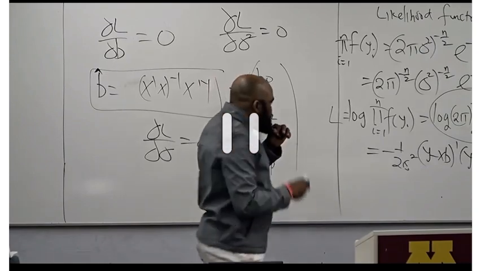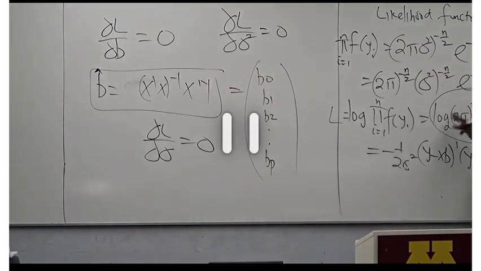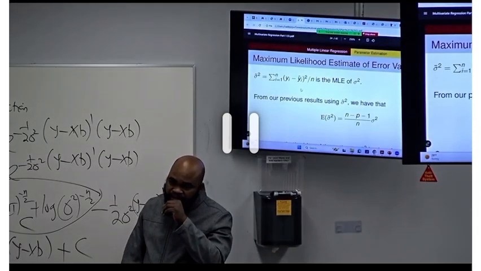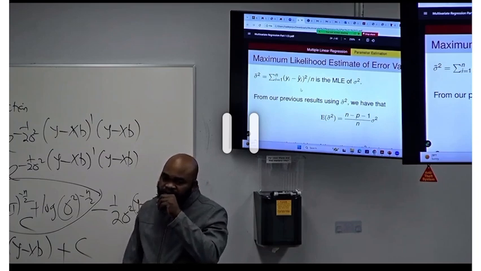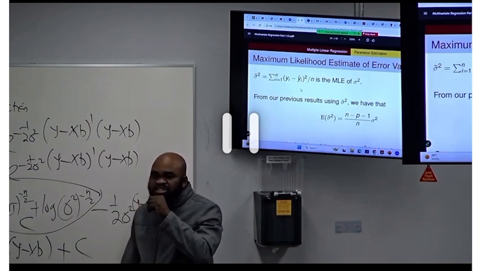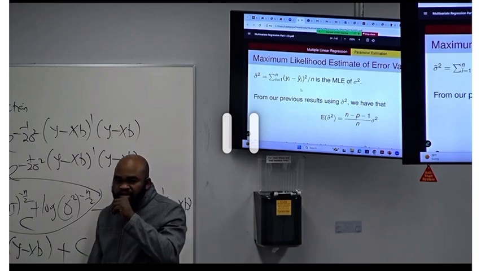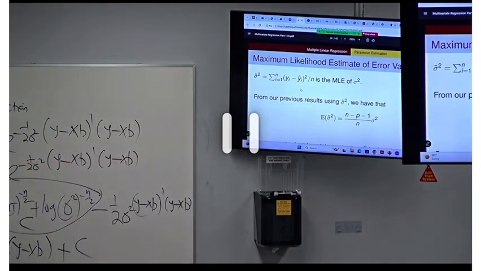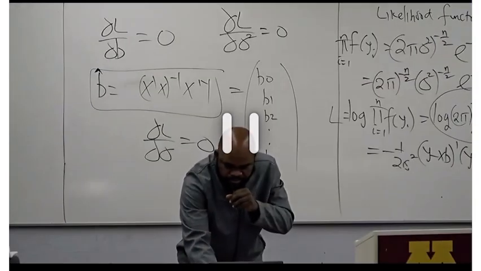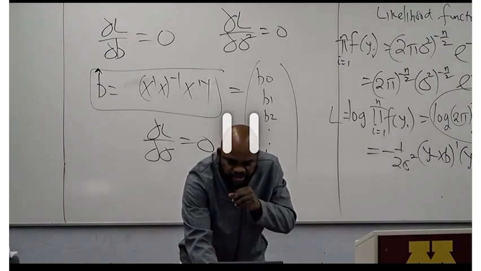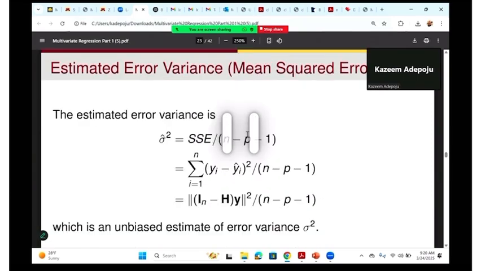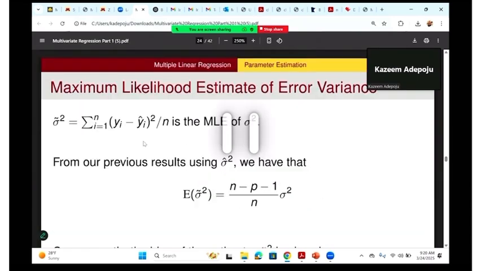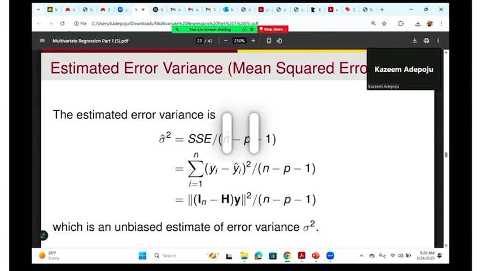So from the likelihood function, we can optimally derive the estimate of regression parameters. Not only that, we can also derive the maximum likelihood estimate of sigma squared. But let me tell you this: we have another estimate of sigma squared, which is this one. There are two estimates of sigma squared.